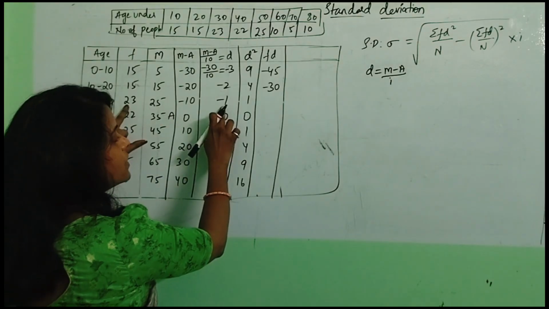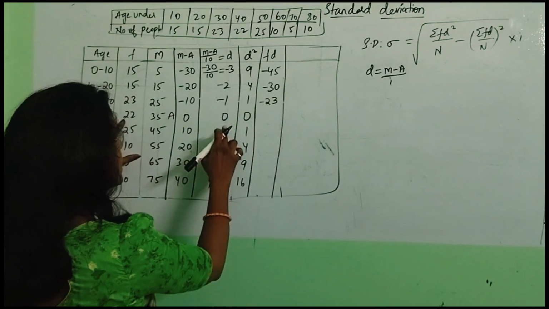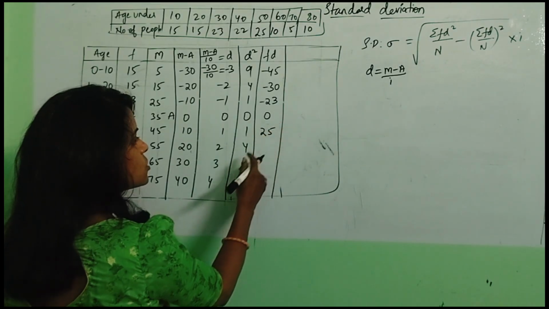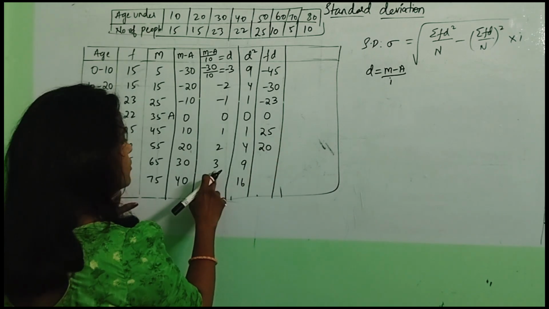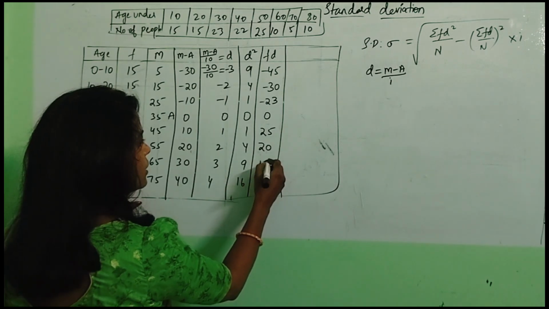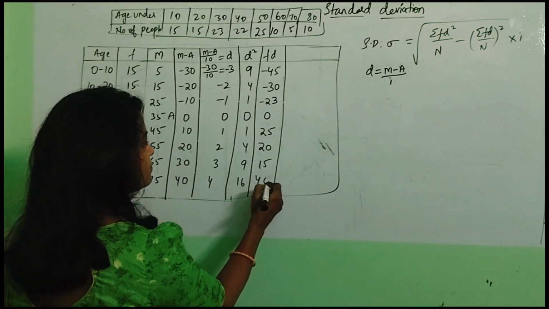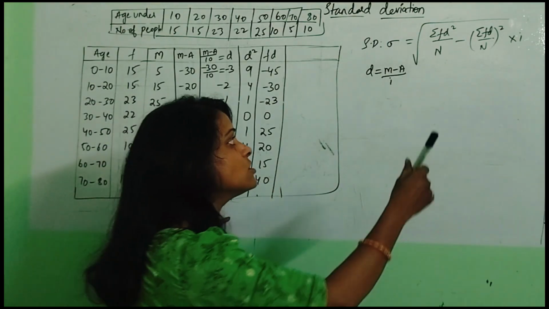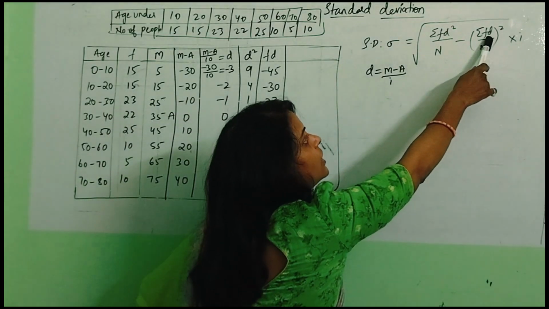Next 23 into minus 1, that is minus 23. Next 22 into 0, 0. 25 into 1, that is 25. Next 10 into 2, 20. 5 into 3, 15. Next 10 into 4, that is 40. So we have all the FD values also. See the formula, you will know what to find out next. Okay, so we have FD done.